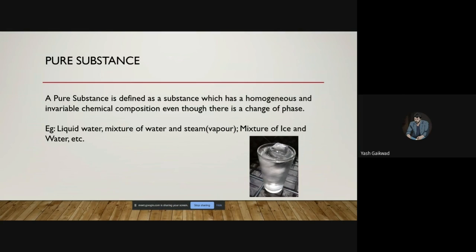Another concept in thermodynamics is a pure substance. Now, what is a pure substance? It is a substance which has a homogeneous and invariable chemical composition, even though there is a change in phase. An example helps us understand it more easily. Here, a picture of a mixture of ice and water is shown. Even though these two entities are in different phases, their chemical composition is invariable. They are of the same chemical composition, and hence we can call it a pure substance. Another example is liquid water, that is, a mixture of water and steam.